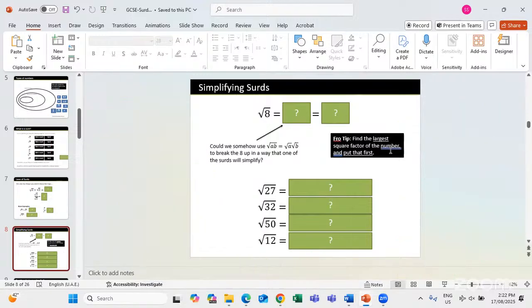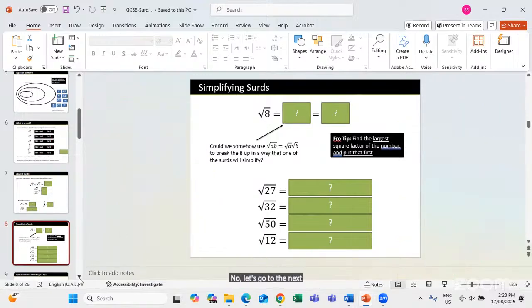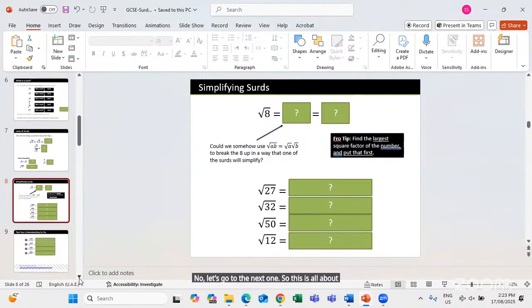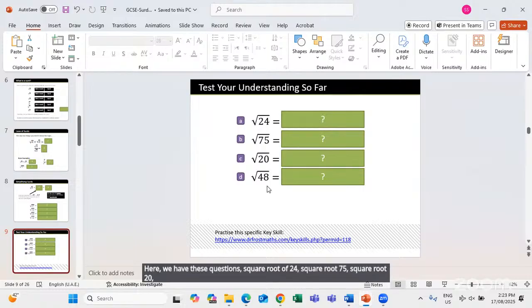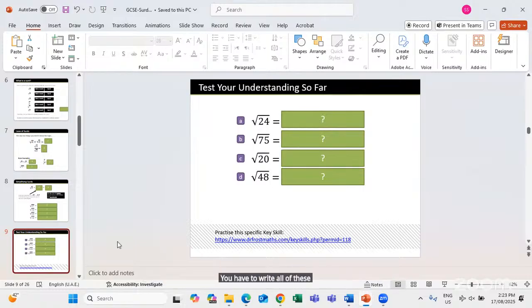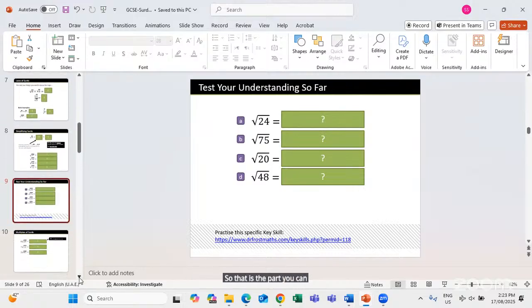Now let's go to the next one. So this is all about the simplification. Here we have these questions: square root of 24, square root 75, square root 20, square root 48. You have to write all of these numbers in the surd form. So that is the part you can practice.